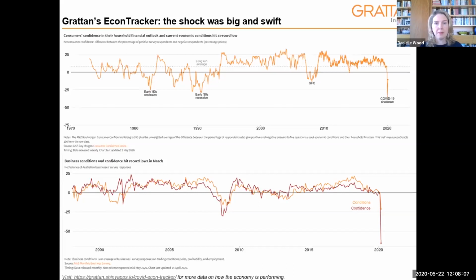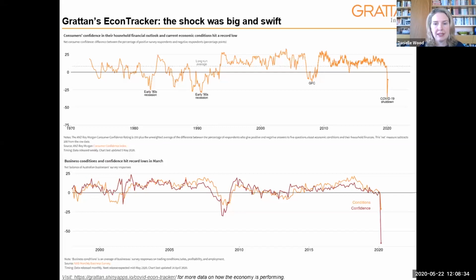At Grattan, we've put out something called an econ tracker, and if you Google it, you can have a look. Essentially, it's just a whole series of indicators about the health of the economy and economic activity, and we think it's really important, given this speed, that we have a lot of real-time data about how things are faring, so we update this every day. We know that ABS stats, as good as they are, we have to wait a month for the labour force and a quarter for the national accounts figures. So it's important to have more up-to-date information.